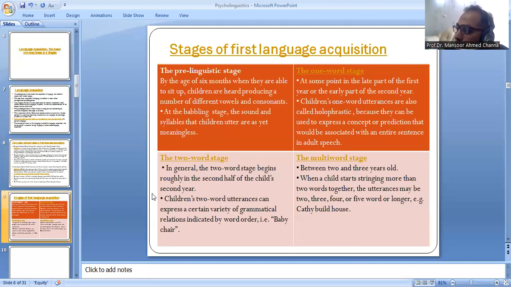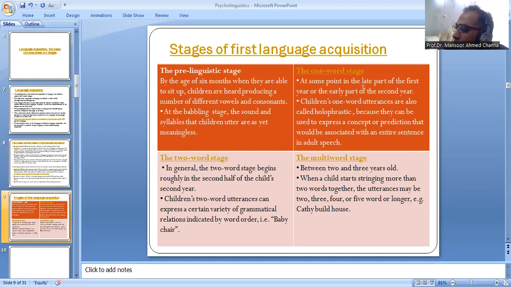Study the first language acquisition. There are four main stages of first language acquisition. Number one is called the pre-linguistic stage. By the age of 6 months, when they are able to sit up, children are heard producing a number of different vowels and consonants. At the babbling stage, the sounds and syllables that children utter are yet meaningless.